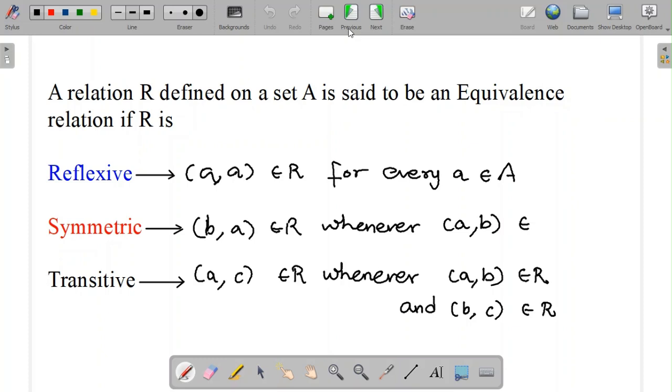And if it is symmetric, it should meet the condition that if the pair (a, b) belongs to R, then the pair (b, a) must also belong to R. So if one pair is present, its symmetric opposite must also belong to the same set. And we call the relation transitive if the pair (a, c) belongs to R whenever both (a, b) and (b, c) belong to R. If both (a, b) and (b, c) belong to R, then this should imply that the pair (a, c) also belongs to R. If these three conditions are met, a given relation is said to be an equivalence relation.